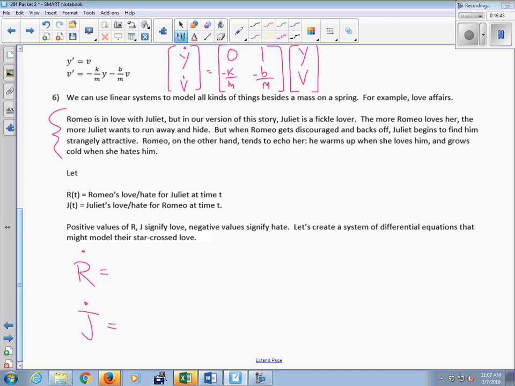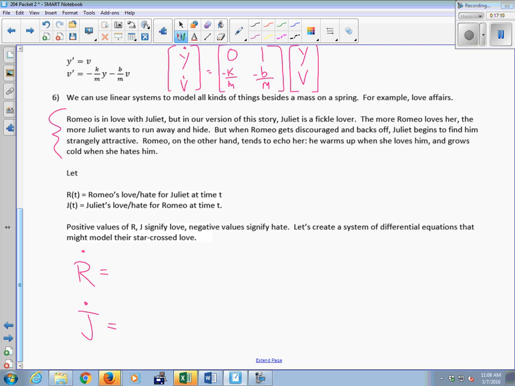So how does Romeo's love change? How do Juliet's feelings change in response to the other person's feelings? So let's see, in the description we start talking about Juliet first, right? It says the more Romeo loves her, the more Juliet wants to run away and hide. And vice versa, right? When Romeo gets discouraged and leaves her alone, she likes him again. So this is J dot. This is how Juliet's feelings change.